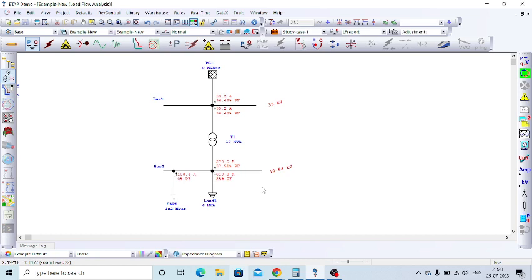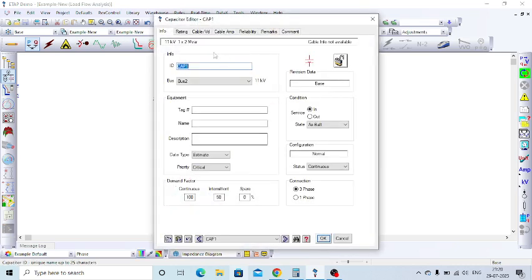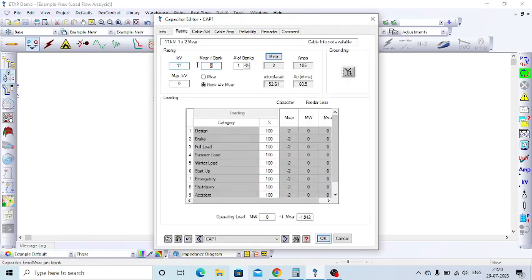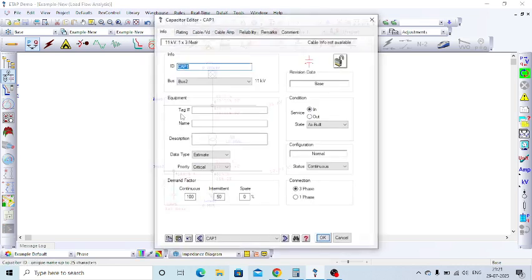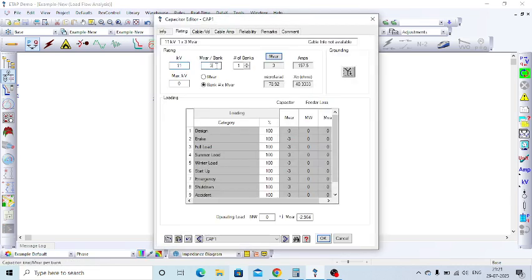Suppose if you need to maintain the unity power factor here, so power factor equal to 100 percent, then what we need to do, we need to again increase the power rating of the capacitor bank. Just I changed it to a 3 mvar capacitor bank rating. The power factor is improved to 99.71 percentage.